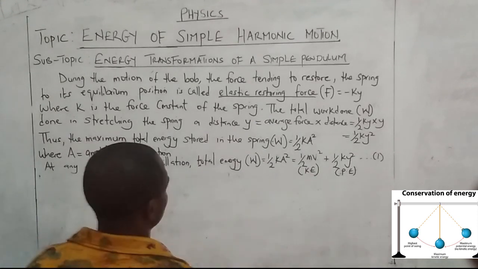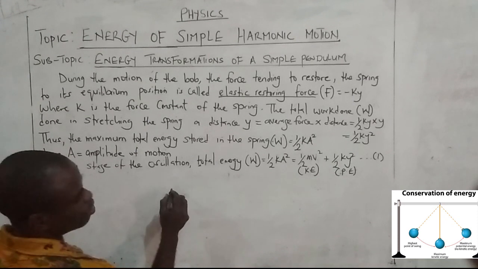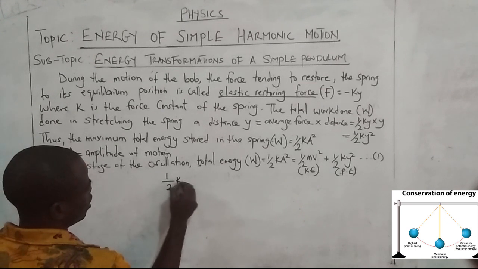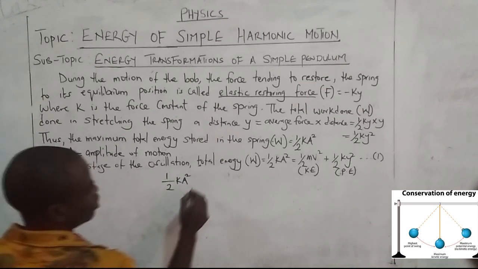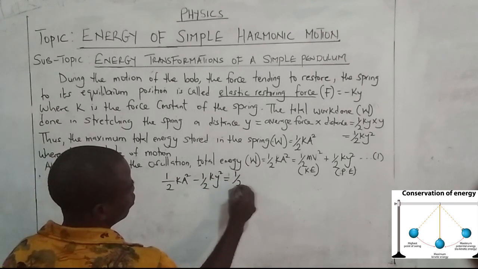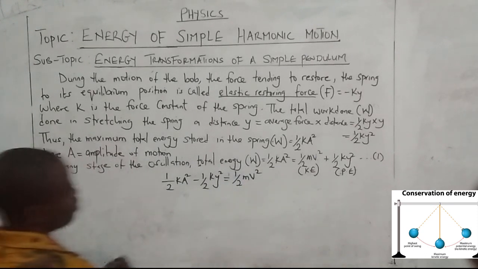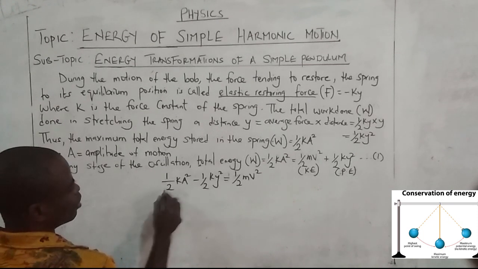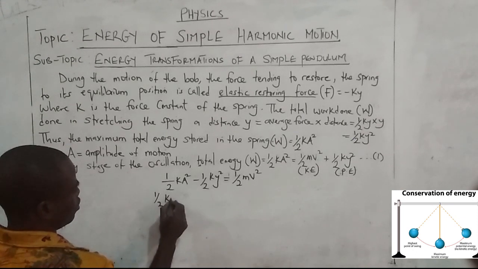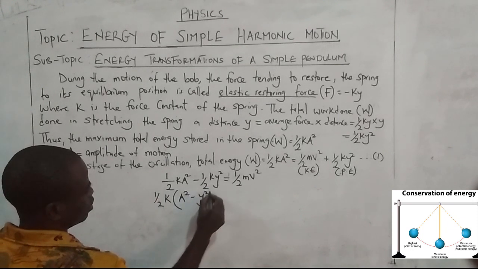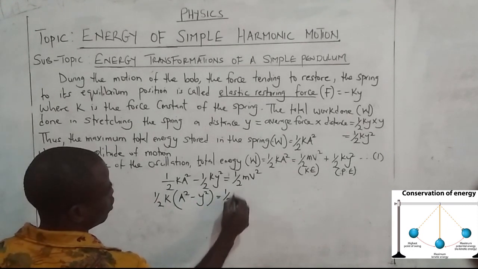Now we want to look for the velocity. Take note, look at the way I want to do my mathematical analysis. Half Ka squared minus half Ky squared equals half mv squared. We are looking for v squared. What we do is that we factorize half k, open bracket a squared minus y squared, close the bracket, equals half mv squared.